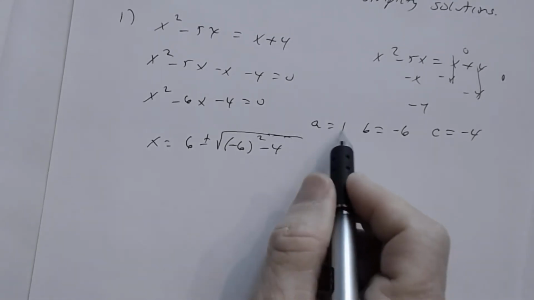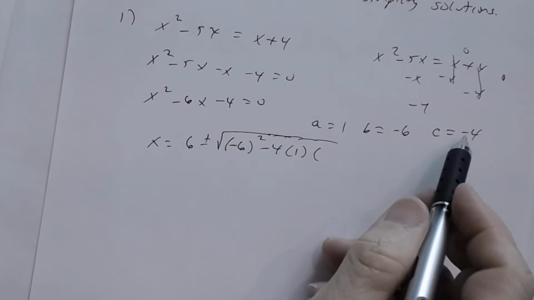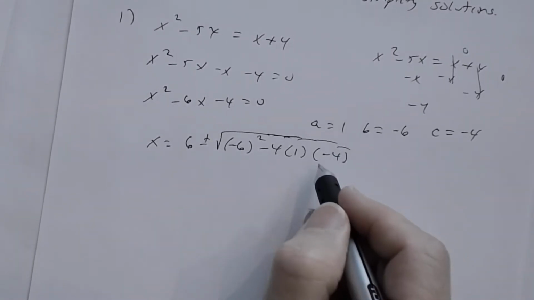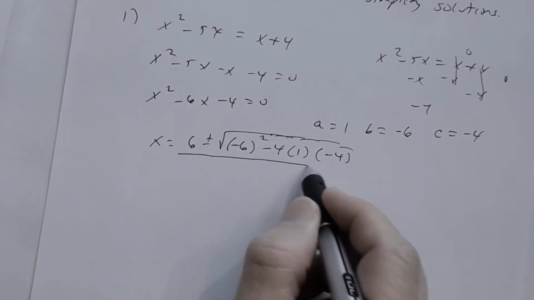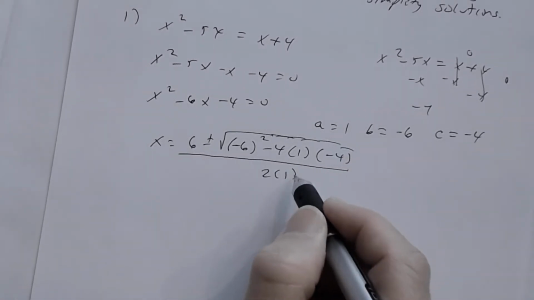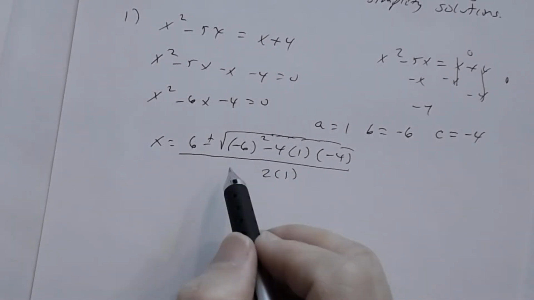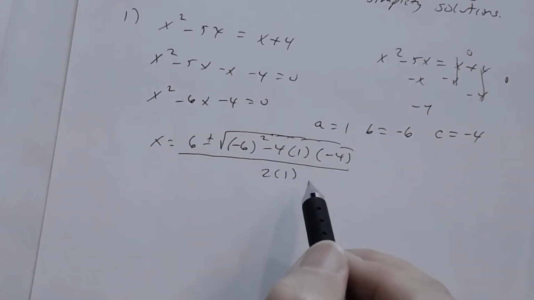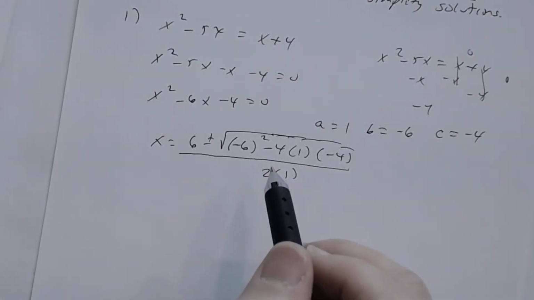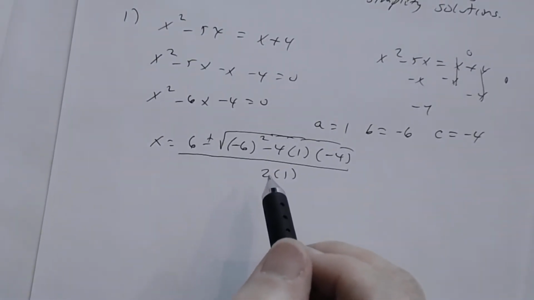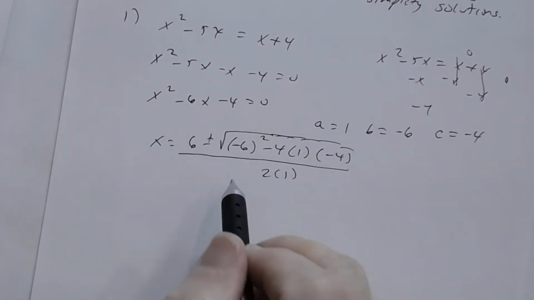Minus 4 times a, which is 1. And notice the parentheses I'm putting. Times c, which is negative 4. Again, notice the parentheses. Now remember, you've got to simplify the radicand, but first of all that's being divided by 2 times 1, and a is 1. So you have to make sure you write this just like this. Don't leave out any steps, because directions will say show all work, and it must be logical and mathematically correct. So don't leave out any steps. Do it just like this.